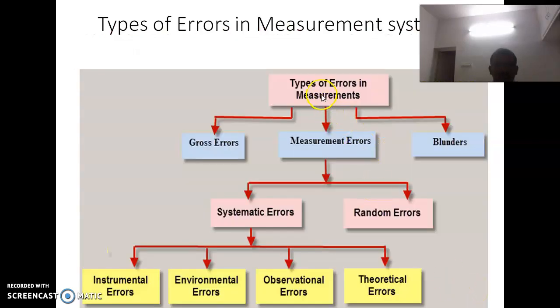Then types of errors. There are three major categories: gross errors, measurement errors, and blunders. Measurement errors are again classified into systematic errors and random errors. Then systematic errors are classified into instrumental errors, environmental errors, observational errors, and theoretical errors. Let us see gross errors, measurement errors, and blunders.